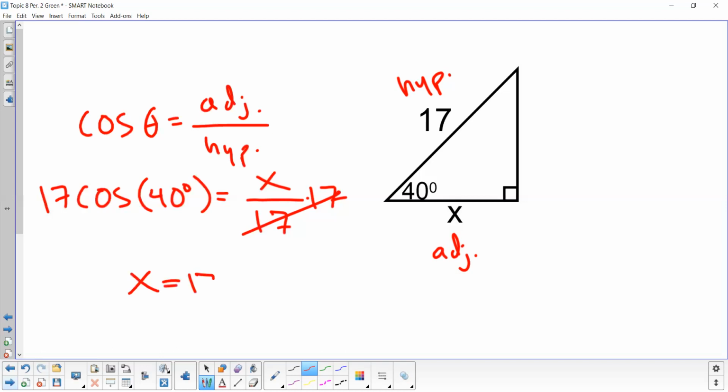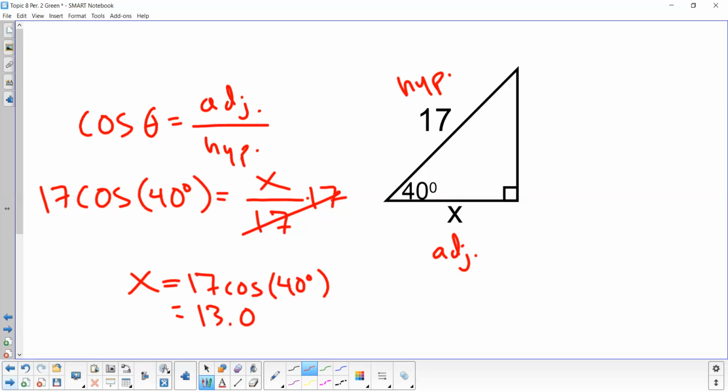Just type 17 cosine of 40 into your calculator. It better be less than 17 because we can't have a leg be longer than the hypotenuse, right? And I'm just going to use mine here. 17 cosine of 40. 13.02, I'm going to call it 13.0.